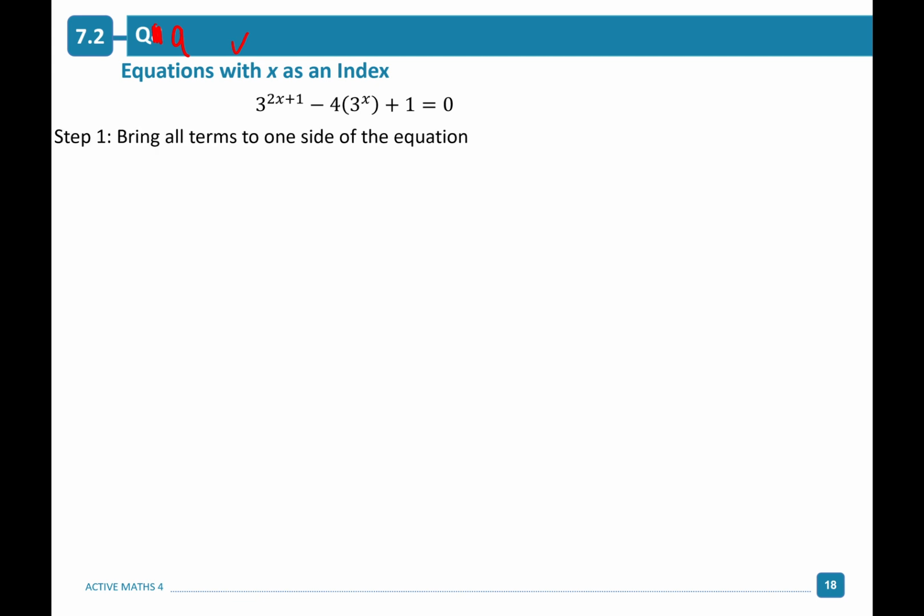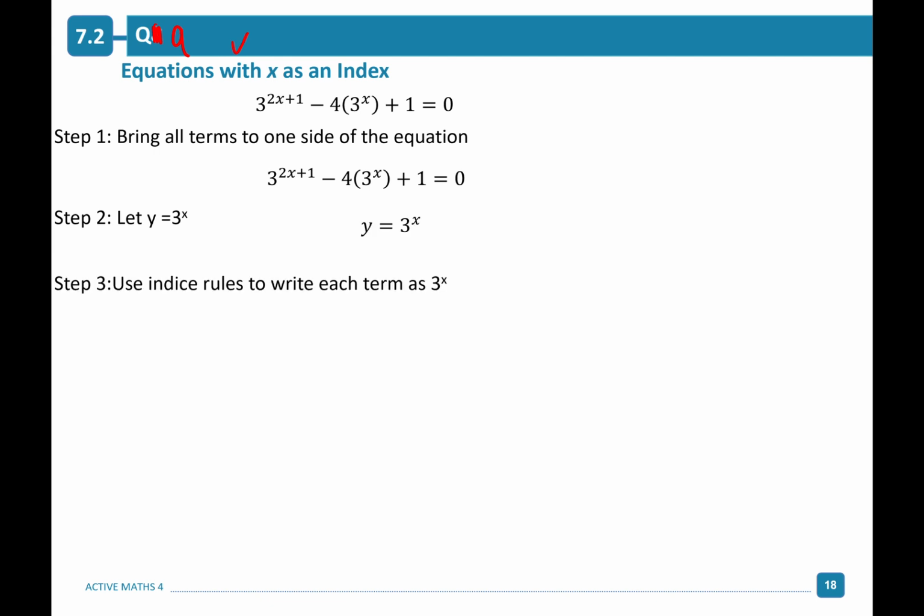We want to solve for x, so the first thing we need to do is bring all terms to one side of the equation. To solve for x in this case, we need to let y equal 3 to the power of x and substitute in y for 3 to the power of x in our equation. However, we must first use our indices rules to write each term with 3 to the power of x. We can see that our middle term here is fine. However, our first term needs to be manipulated so that it is written in terms of 3 to the power of x.